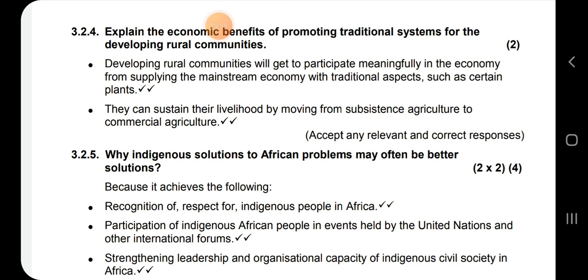So, explain the economic benefit of promoting traditional systems for the developing rural communities. So, what are the economic benefits of promoting traditional systems?